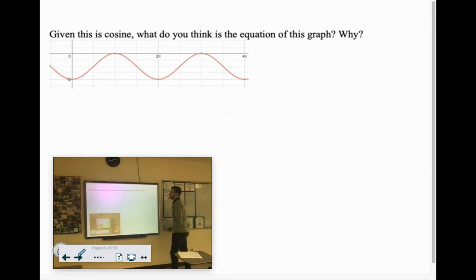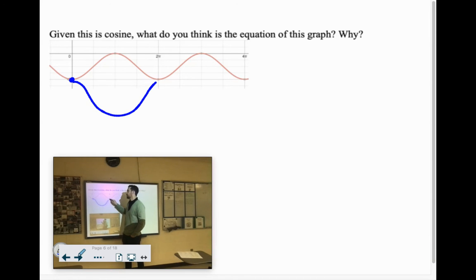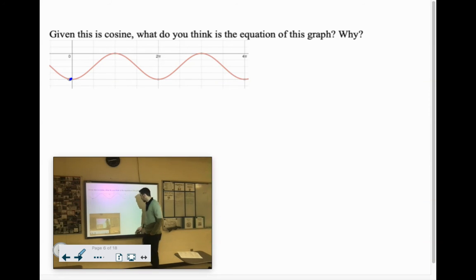All right, given this is cosine, what do you think the equation of this graph is? So we said typically cosine starts at 1, and this is at -2. Also, cosine typically dips down and then back up like that. So this goes up, which is kind of strange. So maybe it's reflected. Maybe that would be like where we could shift one direction. Where does it start dipping down? Well, we could say it starts dipping down here. So that could be the start of the cosine.